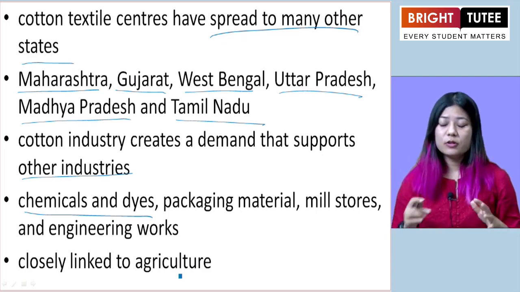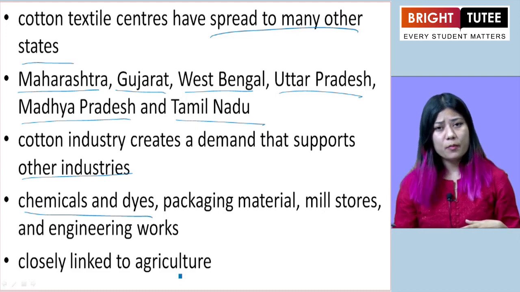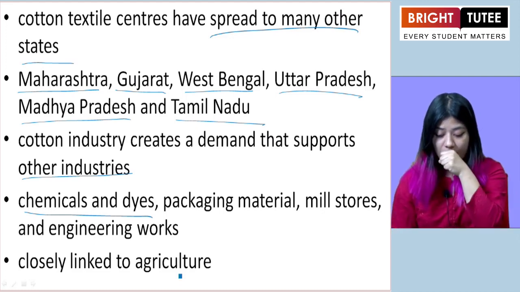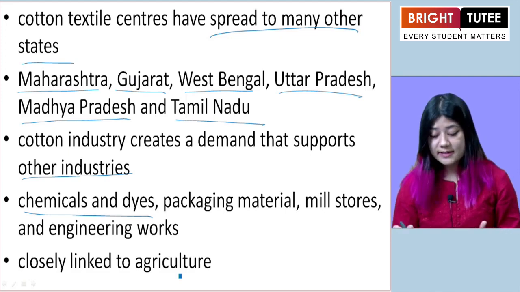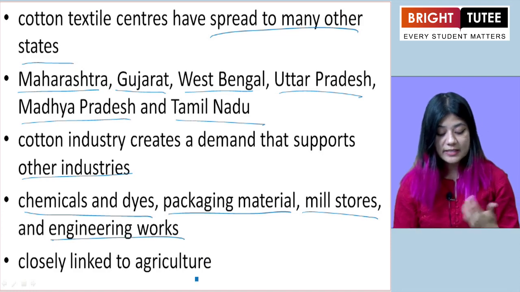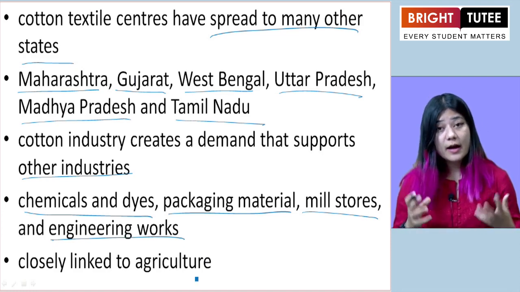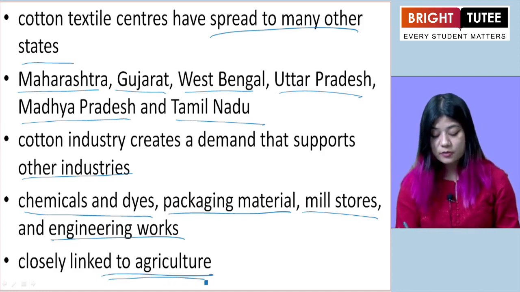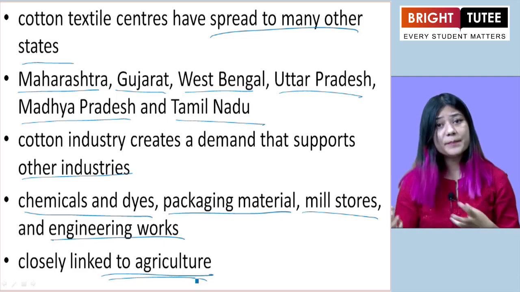So that is how the cotton industry plays a big role in helping or supporting other industries. So chemicals and dyes, packaging material, mill stores and engineering works, etc. This is why cotton industries are again closely linked with agriculture, because they help each other.